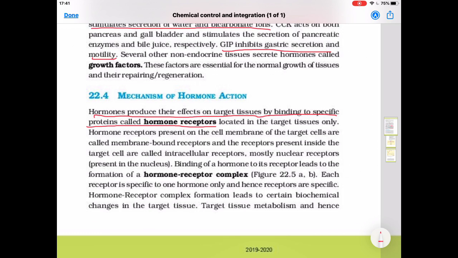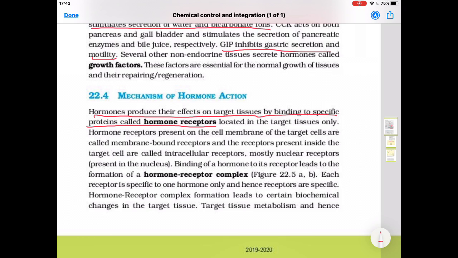Hormone receptors present on the cell membrane of the target cells are called membrane-bound receptors, and the receptors present inside the target cells are called intracellular receptors, mostly nuclear receptors. So first, hormone combines with the receptor and forms a hormone receptor complex. The receptors can be present on the cell membrane or inside the nucleus.